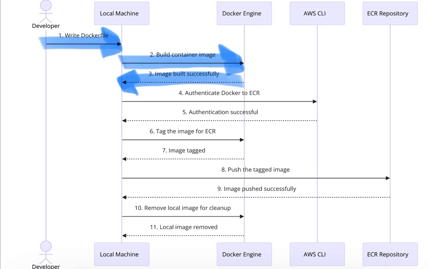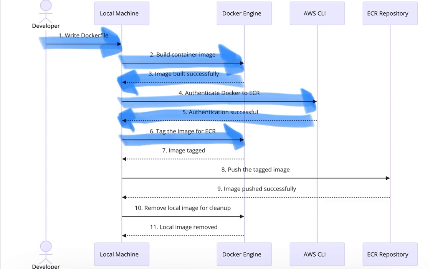4. Authenticate to ECR. The local machine uses AWS CLI to authenticate Docker to the ECR, allowing for secure image uploads. 5. Authentication successful. AWS confirms that the authentication was successful. 6. Tag the image for ECR. The image is tagged to prepare it for uploading to the ECR repository. 7. Image tagged. Docker Engine confirms that the image has been successfully tagged.